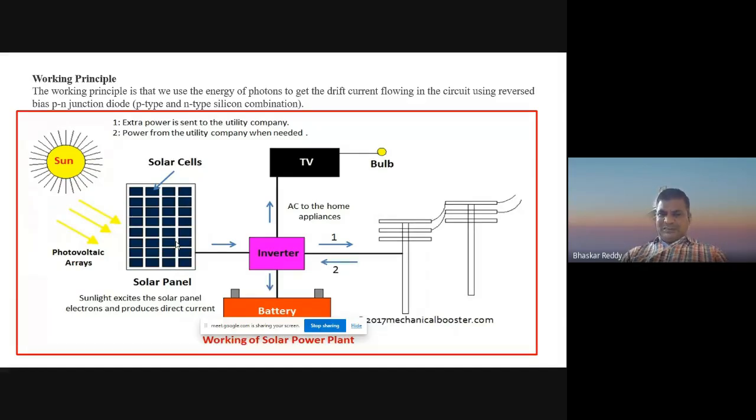They call it DC power. So when light falls on the solar panel, it converts light energy into electrical energy. That electrical energy is independent of frequency. That is nothing but DC. So we are getting a DC system.